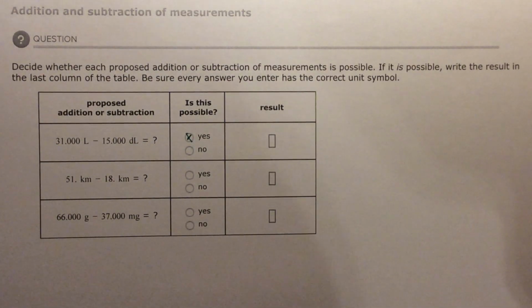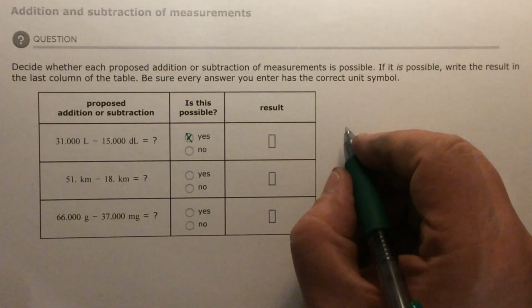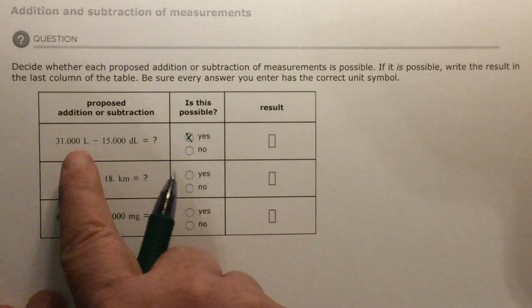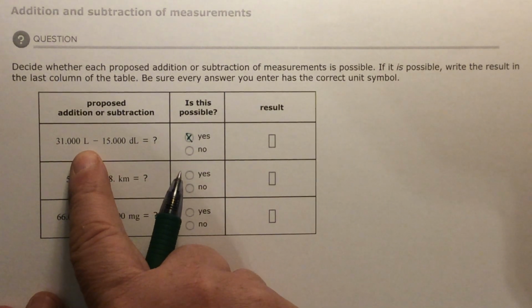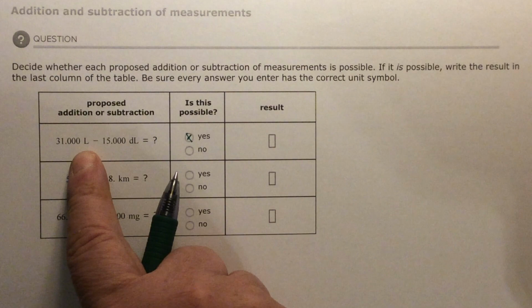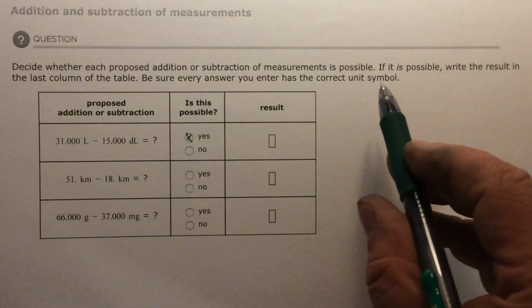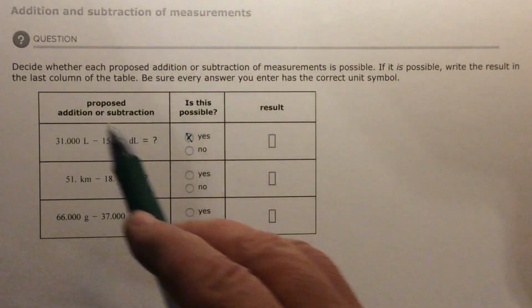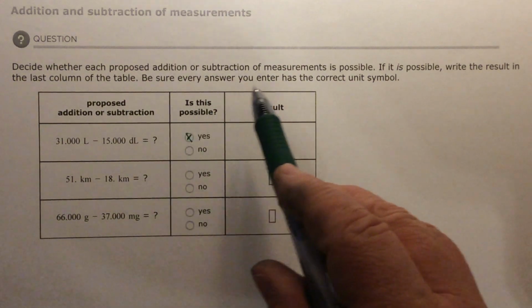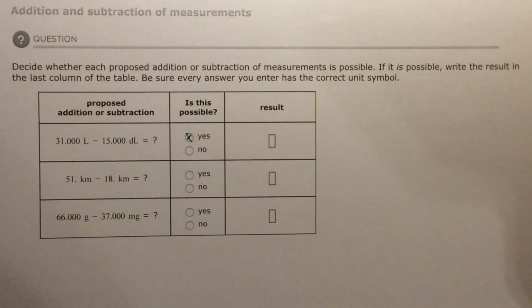If I'm going to subtract it, I would want to change it into either both liters or both deciliters. And truly, I don't care which. Let's see if they give us some direction. If it's possible, write the result in the last column. Be sure every answer has a correct unit and symbol.